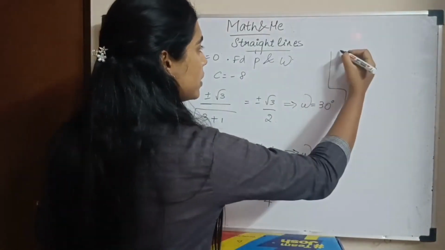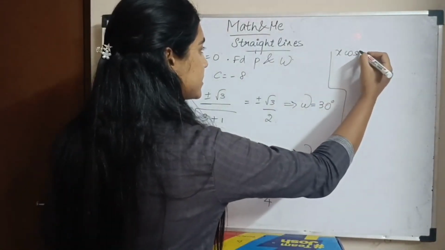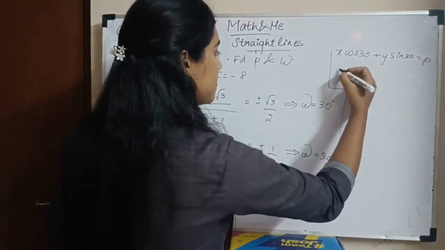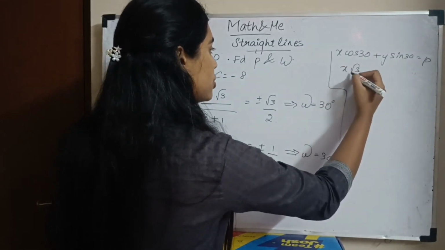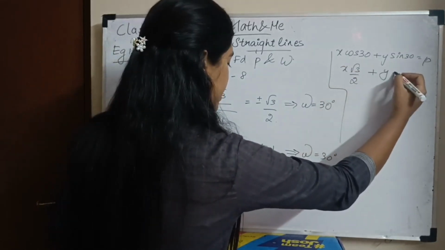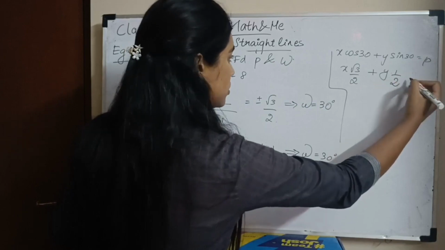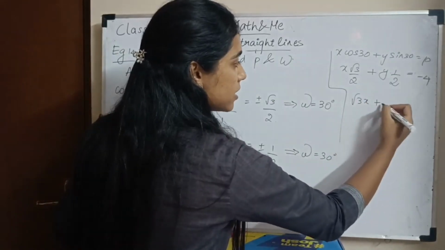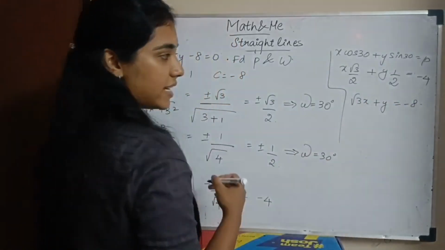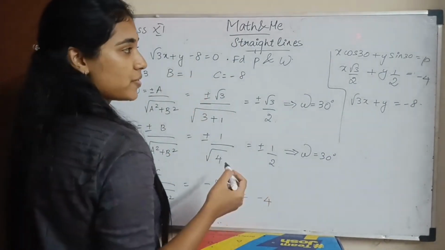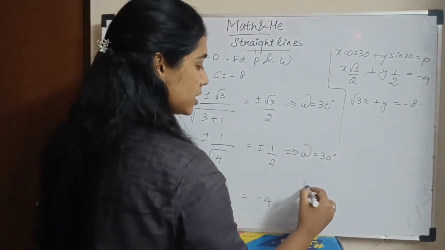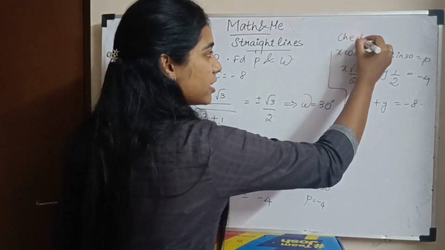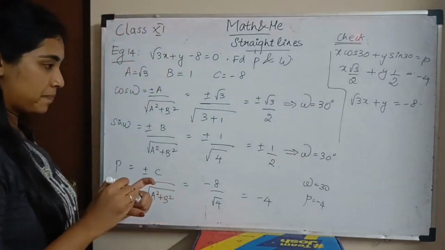So your normal form will become x cos 30 plus y sin 30 equals p, which is nothing but x times root 3 by 2 plus y times 1 by 2 equals minus 4. So what do you have? Root 3x plus y equals minus 8. So you get back the same equation. Okay. So basically your omega value is 30 degrees and p is minus 4. So this is just to check whether what you got is right or not. Okay.